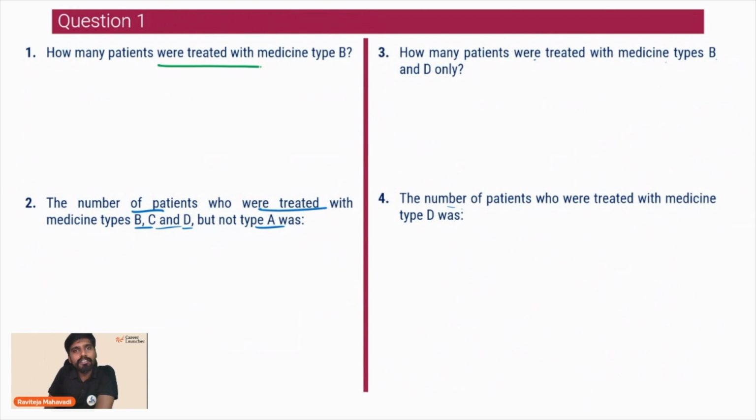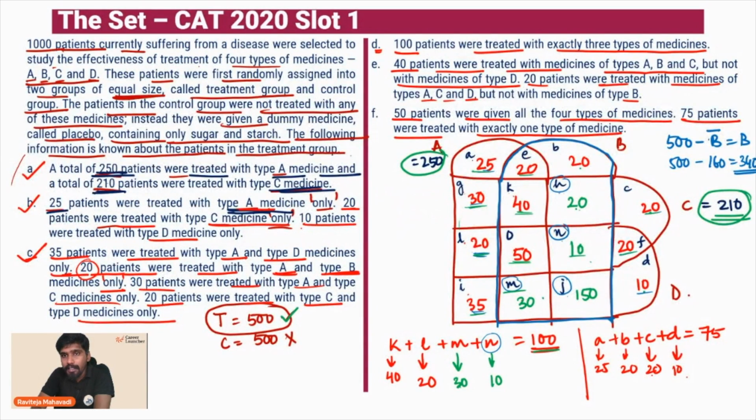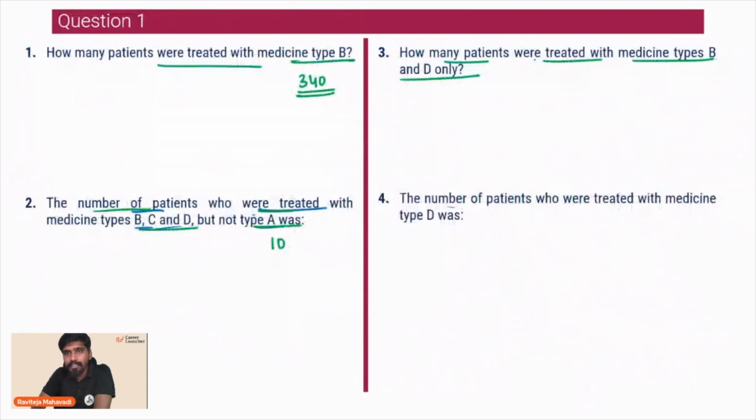So how many patients were treated with medicine type B? We already know the answer is 340. The number of patients who were treated with medicines B, C and D but not A is N, which is 10. How many patients were treated with medicine types B and D only? B and D only is J, which is 150.